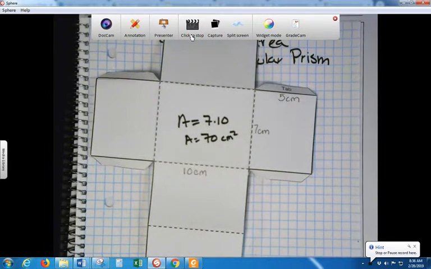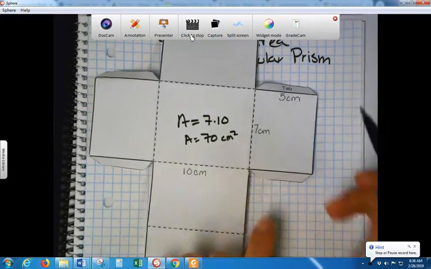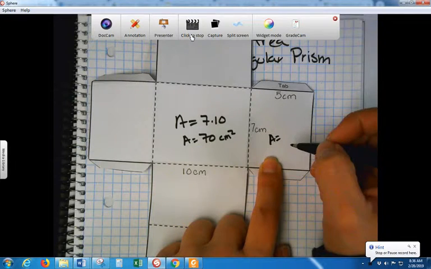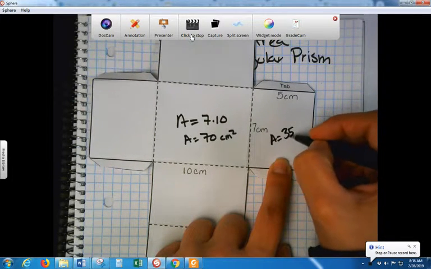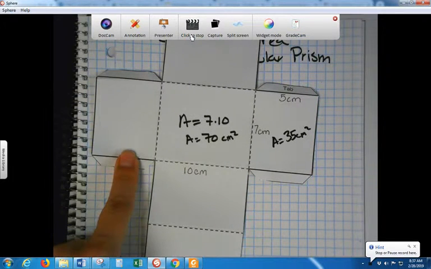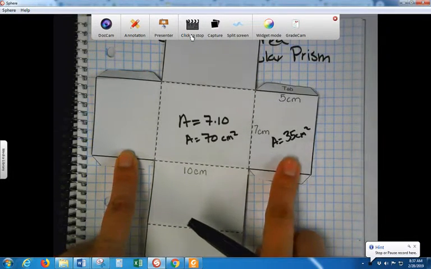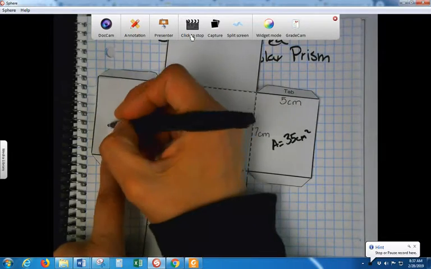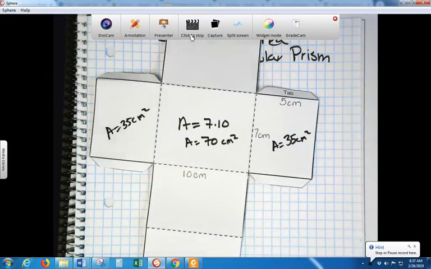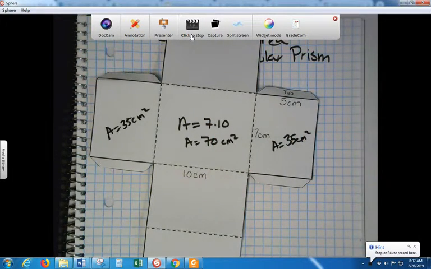So your rectangular prism should be flat on your desk because we're doing the math on it. Okay, what's the area of this one? 35. 35 centimeters squared. Good. Okay, what about this one? 35. Why? Because it's the same size as the wall. It's the same as this one, right? These two are the same. So this area is 35 centimeters squared. All right. We okay so far?